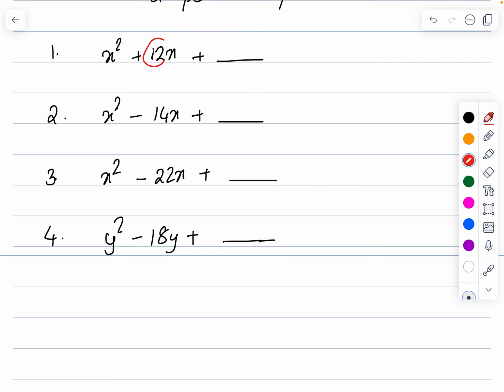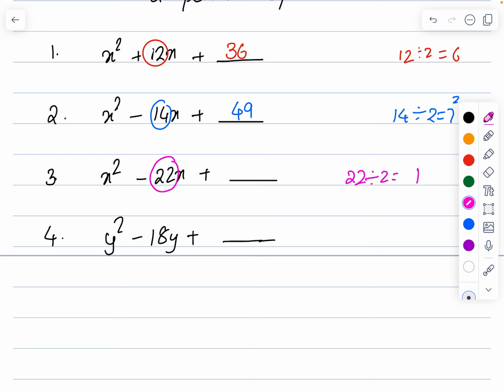What am I going to do? I am going to take this 12 and divide by 2. 12 divided by 2 is 6, and the square of 6 is 36. Similarly, I am going to take this 14. 14 divided by 2 is 7, and 7² is 49. Then I am going to take this 22. 22 divided by 2 is 11, and 11² is 121. Finally, 18. 18 divided by 2 is 9, and the square of 9 is 81.